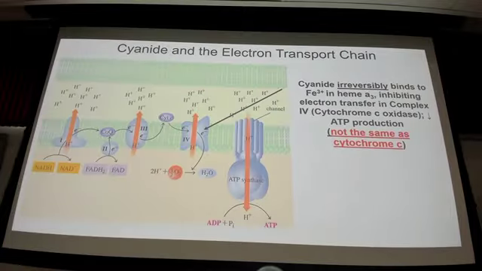And again, cyanide also interacts with the electron transport chain. It irreversibly binds to iron, which inhibits iron from interacting with the heme A3 portion, inhibiting electron transfer. All of this too is happening in complex 4. So again, no ATP or less ATP production, and you'll see metabolic acidosis because of that lactic acid. All right.